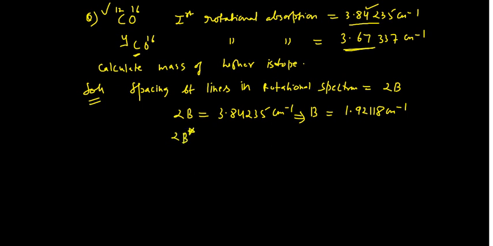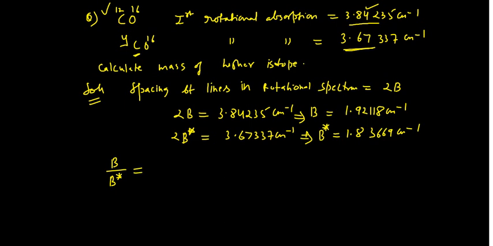Similarly you can calculate for 2b star. So for 2b star the value is given what? 3.67337 centimeter inverse, and from here you will have the b star data, and that b star would be 1.83669 centimeter inverse. This I have calculated. Then you may calculate the ratio b over b star. It is not necessary that you take b over b star, you can take b star over b also, this will not make any change in the final answer.